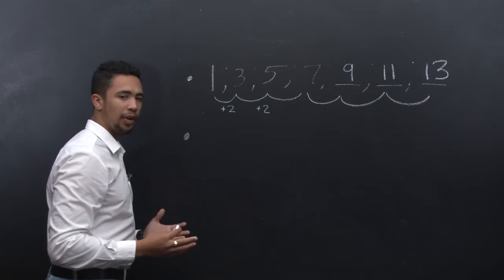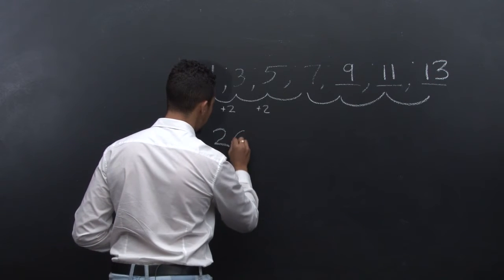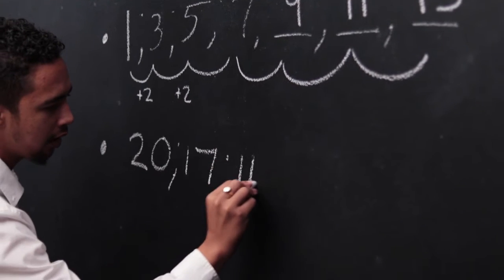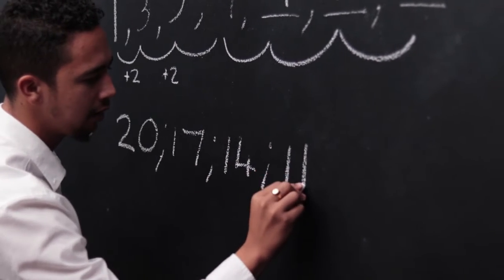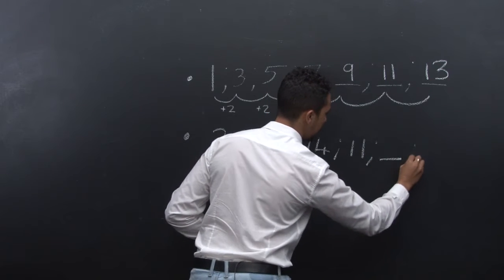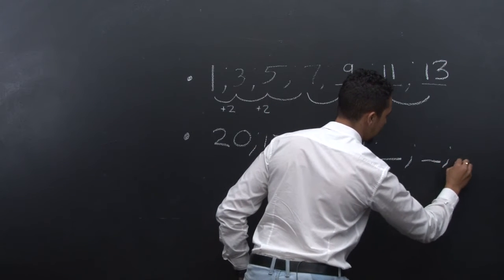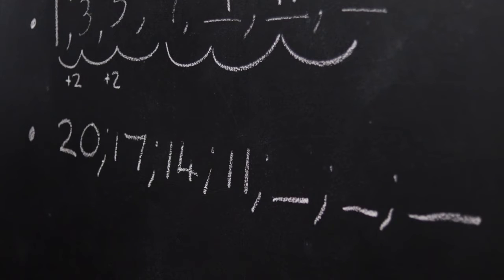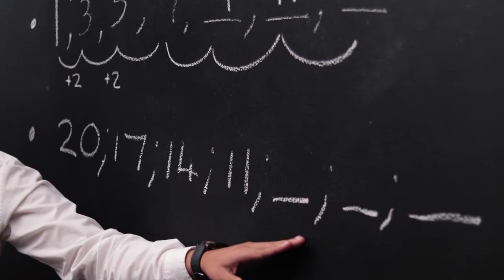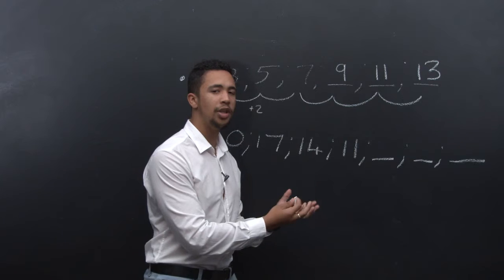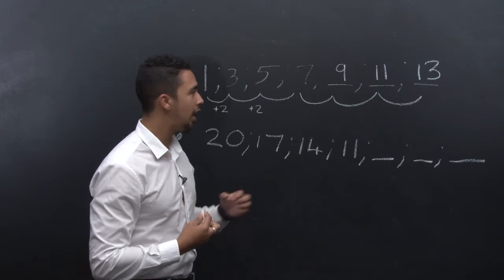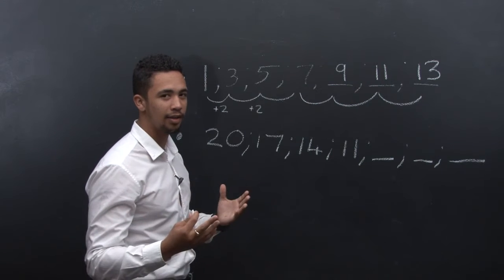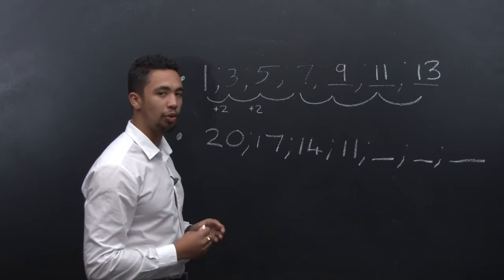In this example, we have the numbers 20, 17, 14, 11, and 3 unknown numbers. The trick is to find what are the 3 unknown numbers. In order to find that, we need to find out what is the rule. In the previous case, our rule was plus 2. It was very clear. Now let's find out what this rule is.